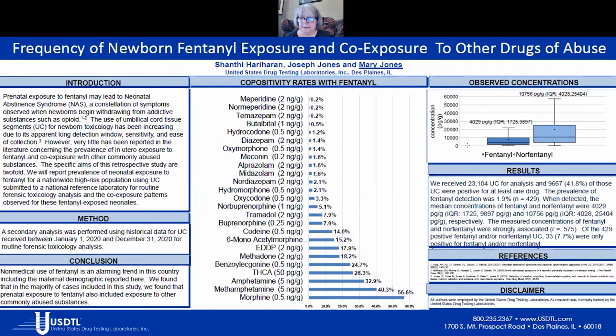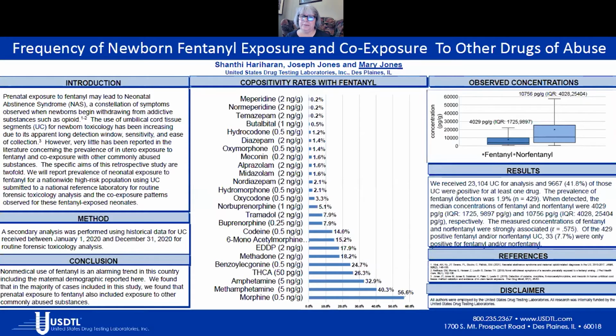Initially, when we started offering this test, our cutoff was 500 picograms per gram. And we heard from the field, from our clients, that we were missing some. So we went back and we looked at our data and determined that we could lower the cutoff to 200 picograms per gram.